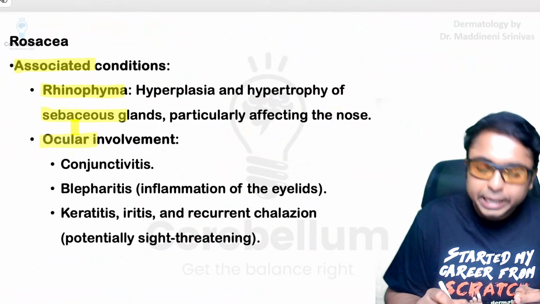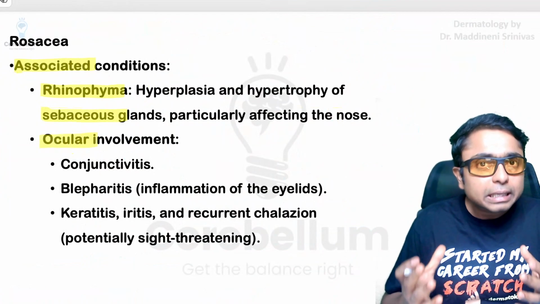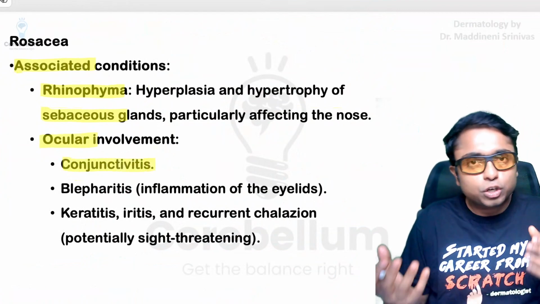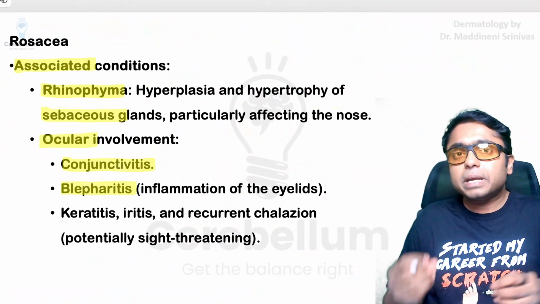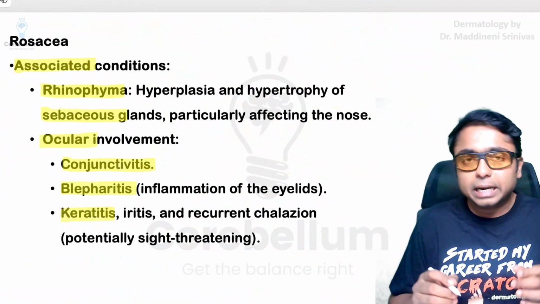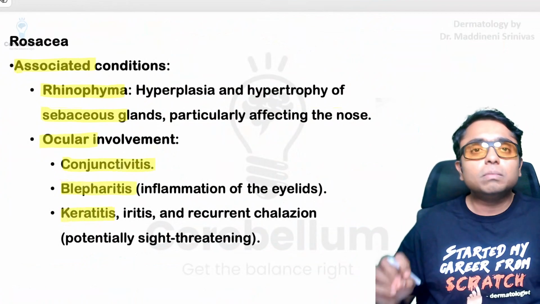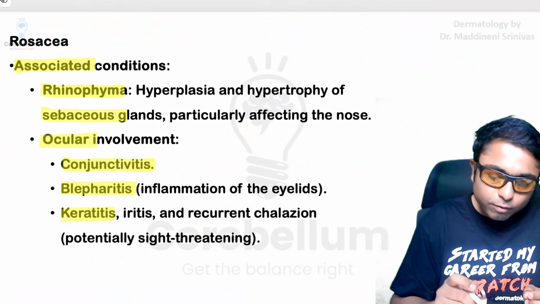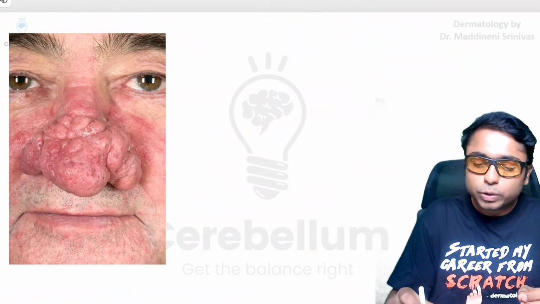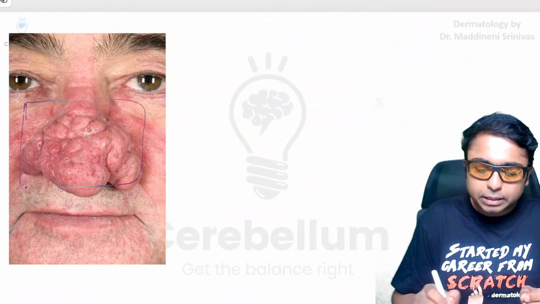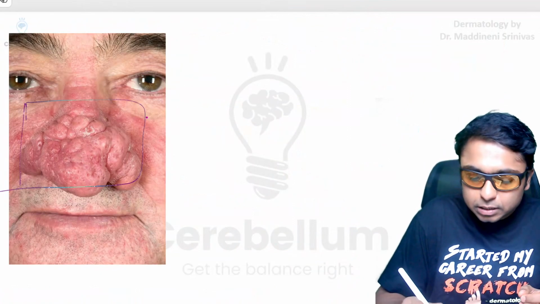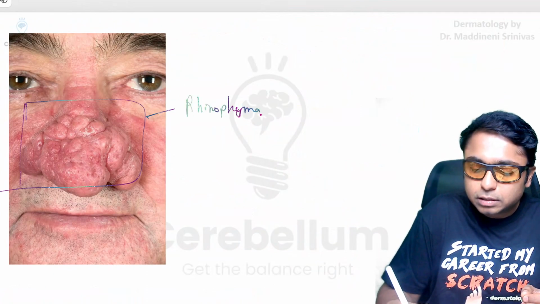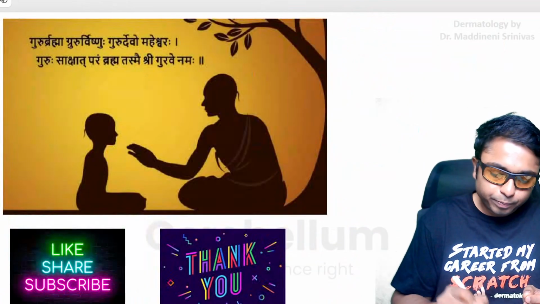Okay, and there can be ocular involvement seen in these patients also, and there can be conjunctivitis, inflammation of the conjunctiva, there can be eyelid inflammation, keratitis, iritis. So any kind of inflammation can occur in the eyes. So that is the ocular involvement of rosacea, important for you to remember. So here you can see this is a picture which is showing rhinophyma, where you are able to see the irregular surface of the skin over the nose.